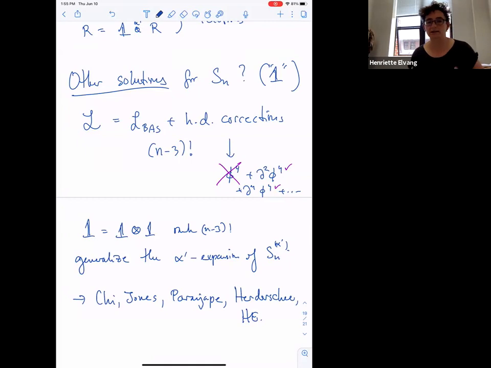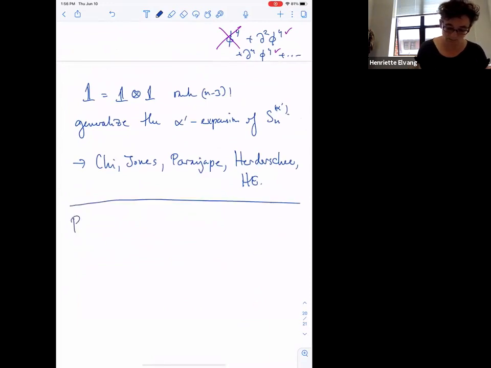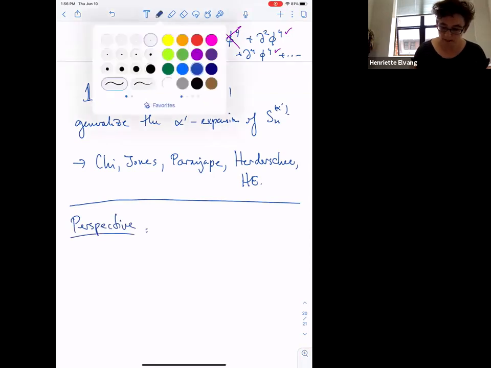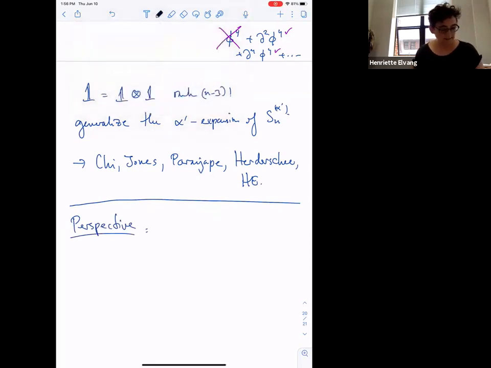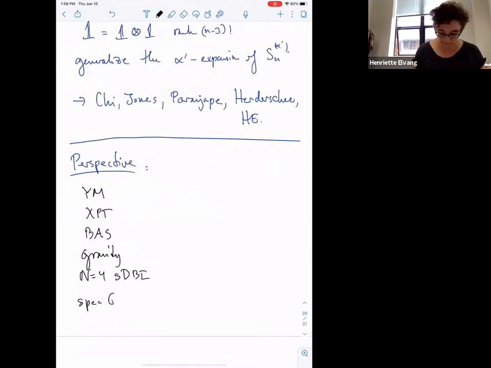But I want to finish in the last minutes by trying to give some perspective both on the double copy and on the amplitudes program as a whole. So in these theories that we have been double copying, there are lots of different theories that have been input. I've talked about Yang-Mills. I talked about Chi-PT, bi-adjoint scalar, gravity, N=4 supersymmetric DBI, and special Galileon.